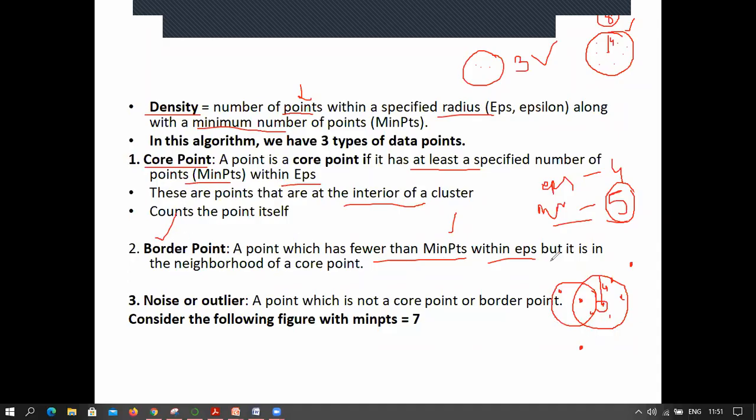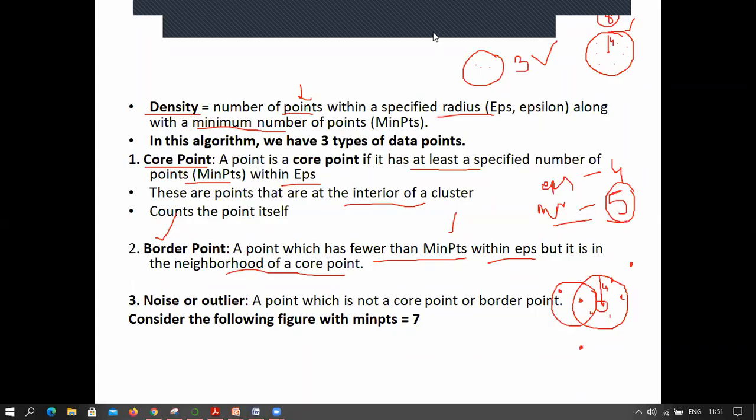But there is one more condition for this to be a border point. What is that? It should be the neighbor of any core point. Like here, I have selected this as the center, but this was the neighbor of this core point. So if this point is the neighbor of my core point, but is not itself a core point, meaning it contains fewer than the minimum number of neighbors, then that is called a border point. I'll take one more example, then it will be clear.